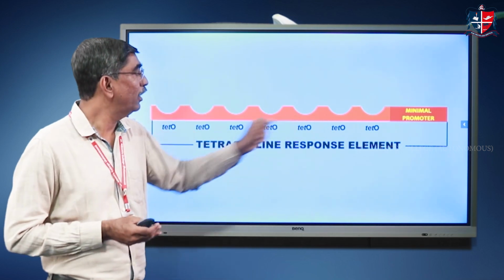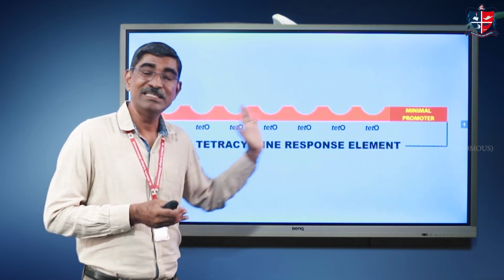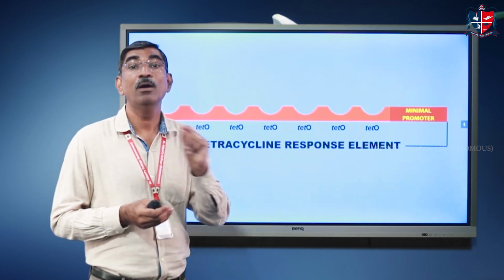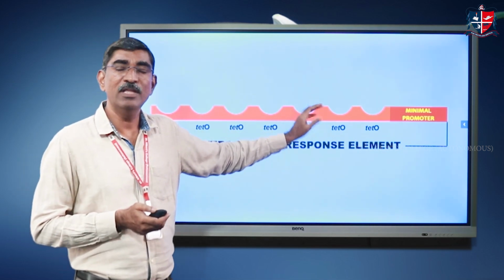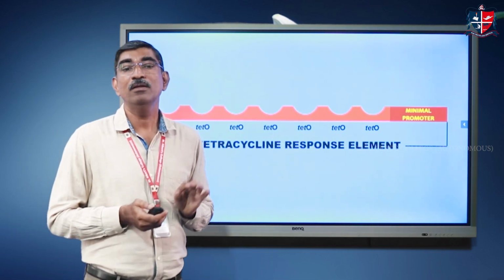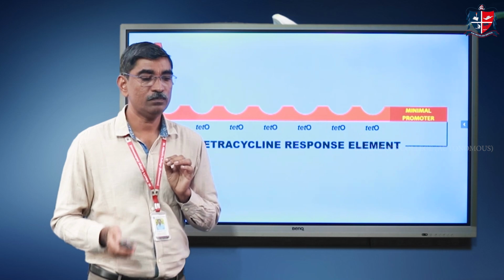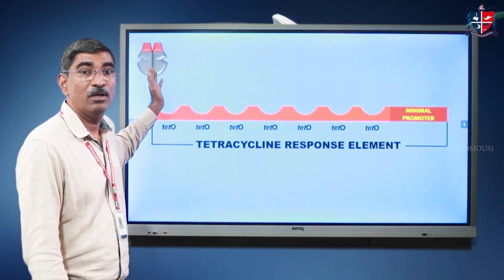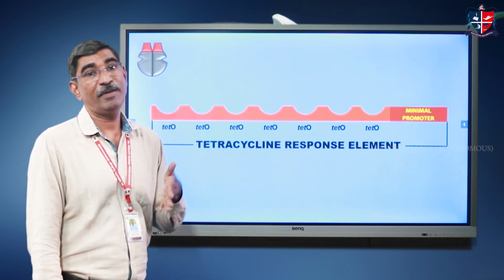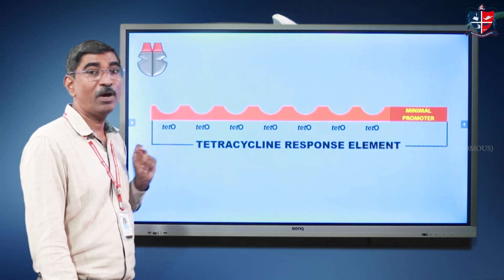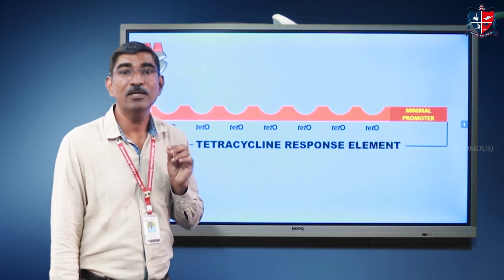Here you can see 7 tetracycline operators. Downstream of these series of operators, you can have the minimal promoter. These tetracycline operators are the same operators that function in the normal tetracycline operon. Here is the fusion product, the tetracycline transactivator protein. It has the repressor part, and along with that, it has the transcription activator protein also.